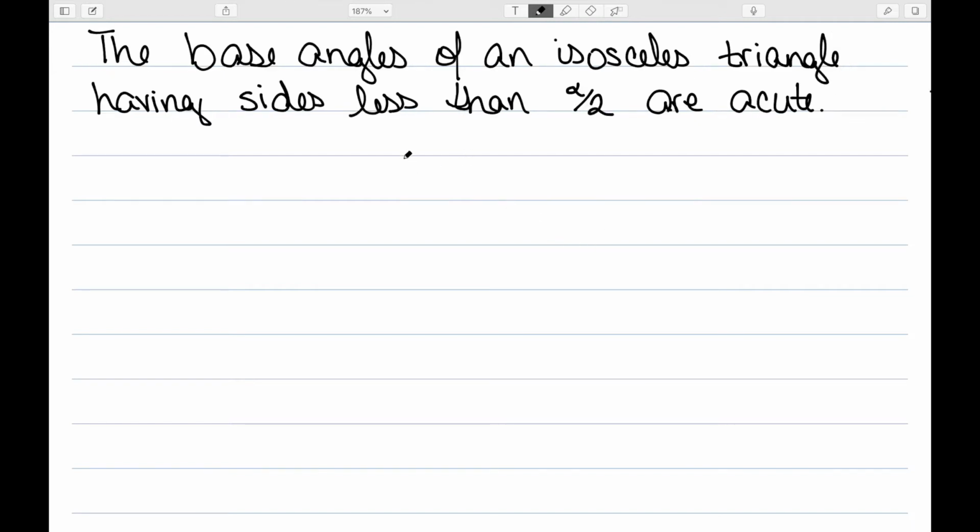The next one: if I look at the base angles of an isosceles triangle having sides of length less than alpha over 2, then those base angles are acute. So let's say this is an isosceles triangle and these two sides are equivalent. I've already shown that means these two angles are the same. They can't be right or obtuse since I just said you could have at most one of those. So that guarantees that these two angles must be acute.